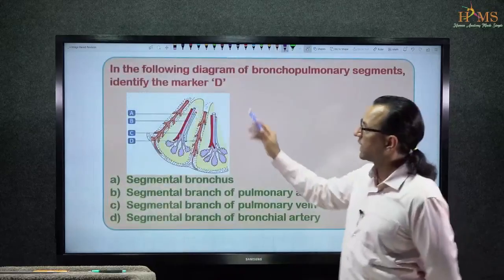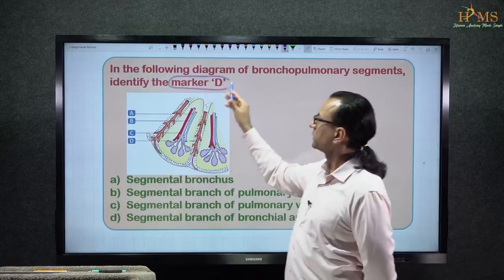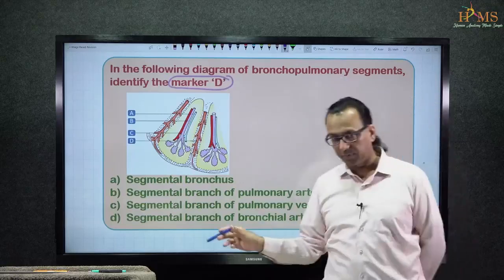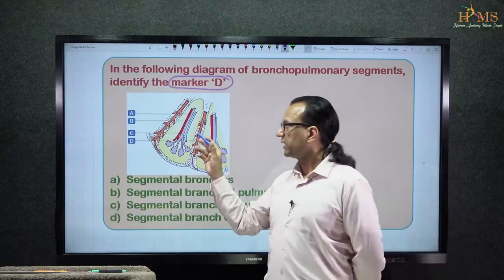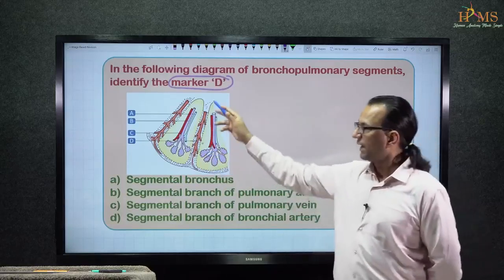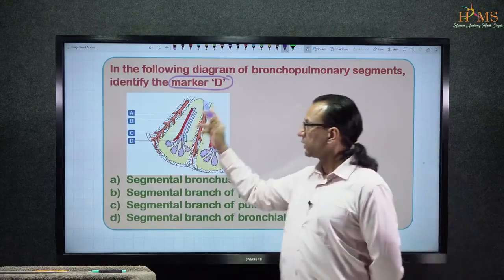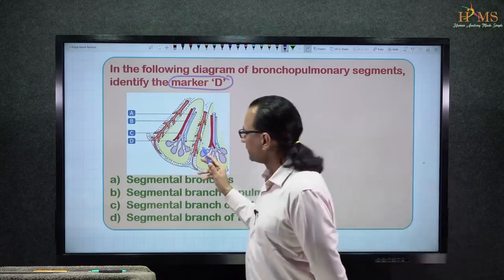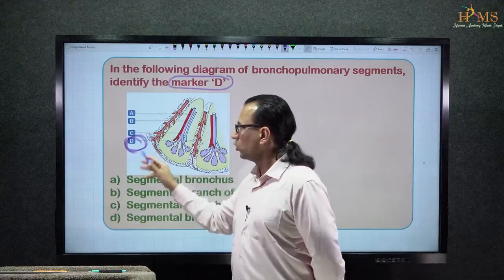Here we got a question asking about the marker D, and this is about the bronchopulmonary segments. Remember, in the bronchopulmonary segments there are some pulmonary veins which are intersegmental in nature, and that is what they're asking. Marker D here is the pulmonary veins.